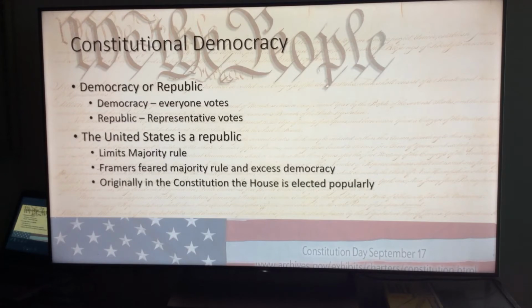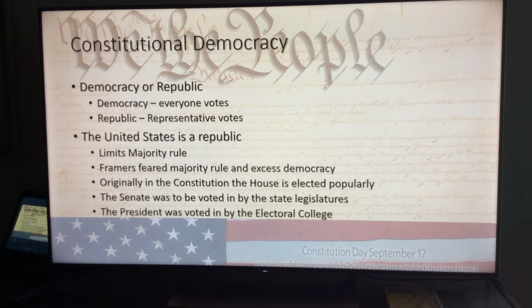So if we look at how the framers set up this republic. Originally, in the Constitution, the House was elected by the people. The people will vote in the House, so we pick who represents the congressional district here. So that's the House of Representatives. The Senate was supposed to be voted in by state legislatures. State legislatures got together and voted 2 senators to go represent the state in the Senate.